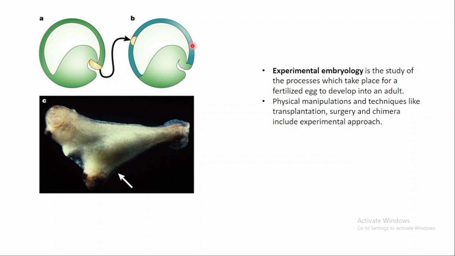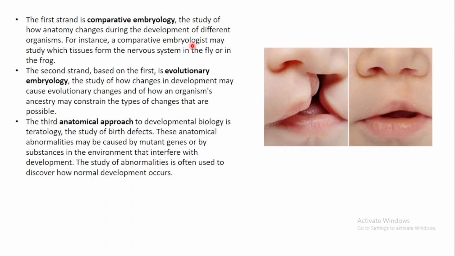While there are other approaches in which we can study developmental biology, the first strand is comparative embryology. We had just a glimpse of comparative embryology in the earlier question when we were solving. The embryos of fish, reptiles, humans all look very similar. So we compare the embryos; even if they look very similar, they have characteristic features. Some features are conserved, some features evolved and are different. It is the study of how anatomy changes during the development of different organisms.